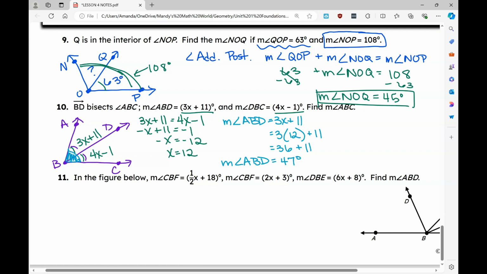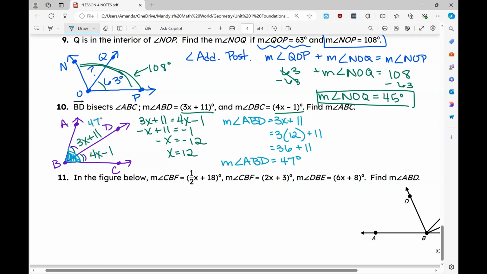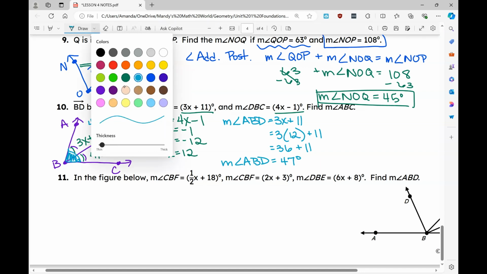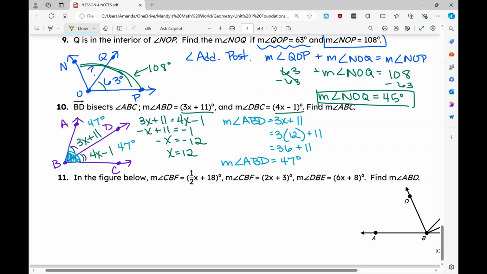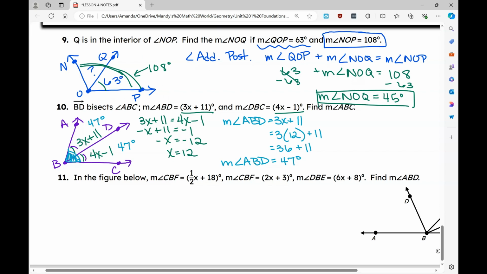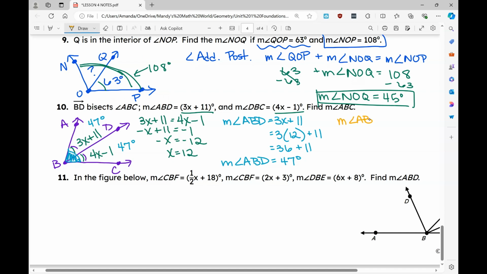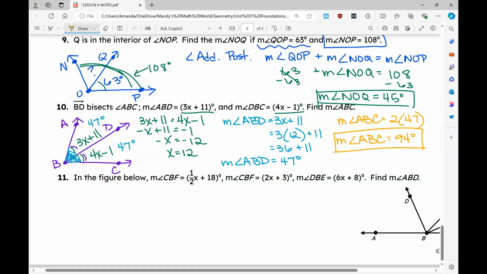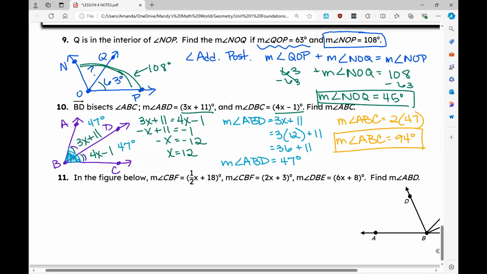Okay, so now we know this angle measure is 47 degrees. If that angle measure is 47 degrees, this angle measure is 47 degrees. What can we do now? Well, I can do 47 plus 47, or I can do 2 times 47. So the measure of angle ABC is 2 times 47, which is 94. So the measure of angle ABC is 94 degrees. And that's my answer. Let's move on to the last problem.